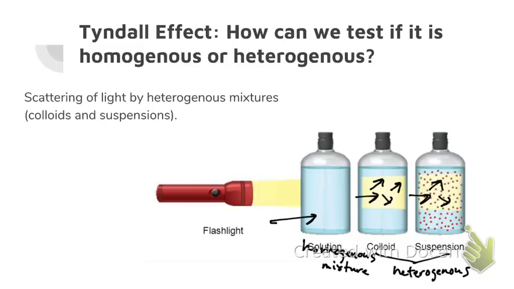So how can we tell if it's homogeneous or heterogeneous, especially when the naked eye can't see exactly if it's a colloid or a solution? Well, we can flash light or a laser or some type of beam into the mixture. If it is absorbed, it is a solution or a homogeneous mixture. If it is scattered, we know it's heterogeneous, either a colloid or a suspension.